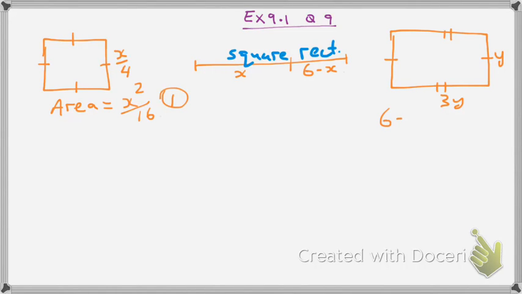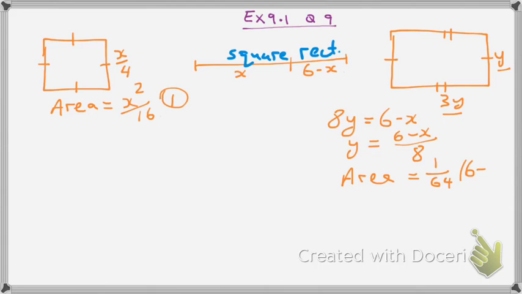So 6 minus x must be the same as, what's that? 2 of these is 6y, 2 of these is 2y, so 8 y's in total. So y must equal 6 minus x all over 8. And so the area of this one is 1 over 64 times 6 minus x all squared.